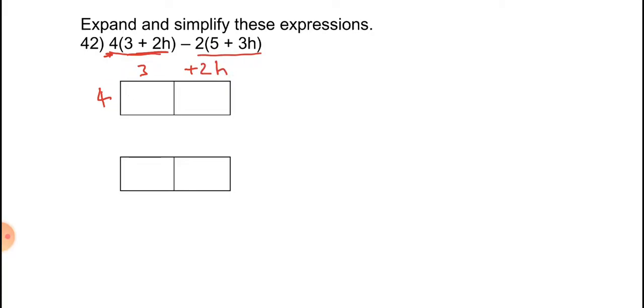So in this box 4 times 3 is just 12, and then in the second box it's going to be the same as saying 4 times 2h, which is the same as saying 4 times 2 times h. So 4 times 2 is 8, and just times the h. So in this bracket it will be 8h, and because the answer is positive it will be plus 8h.